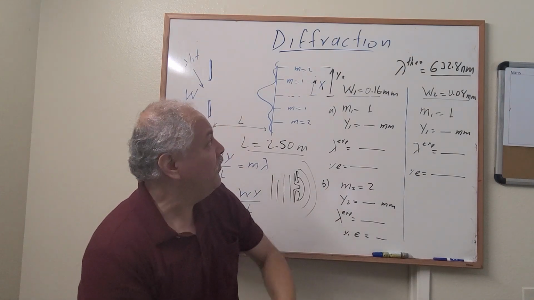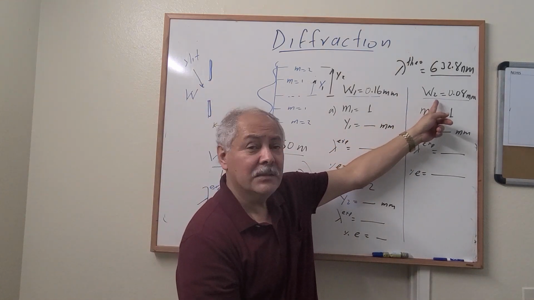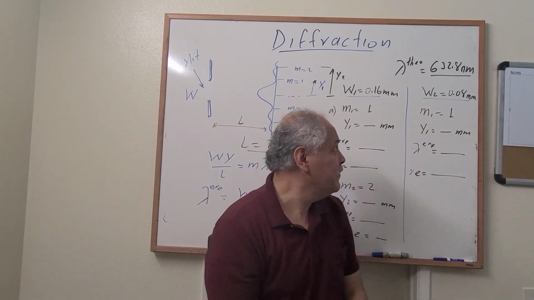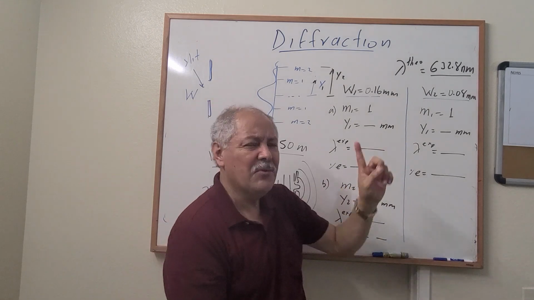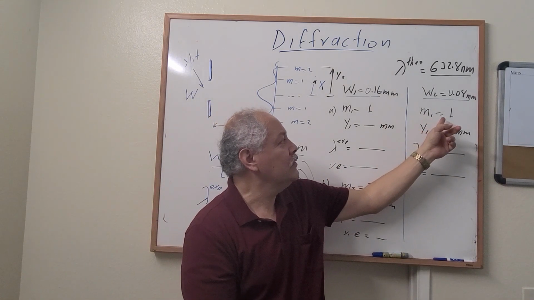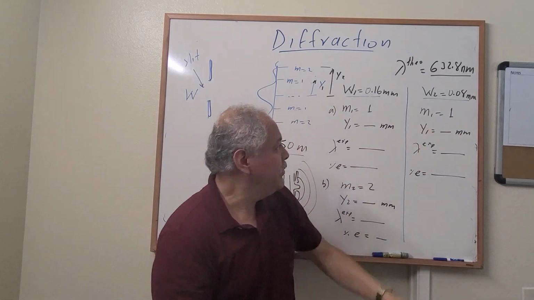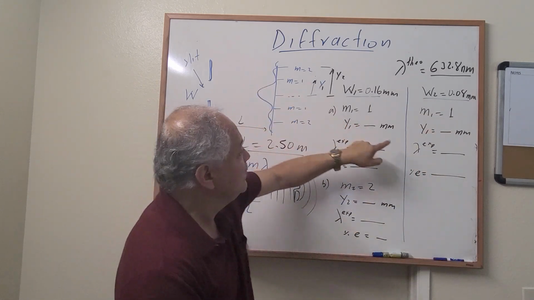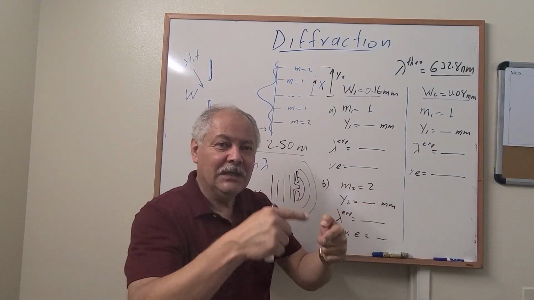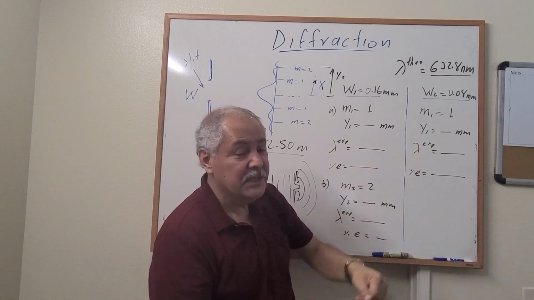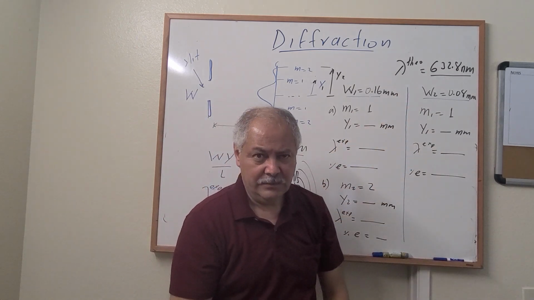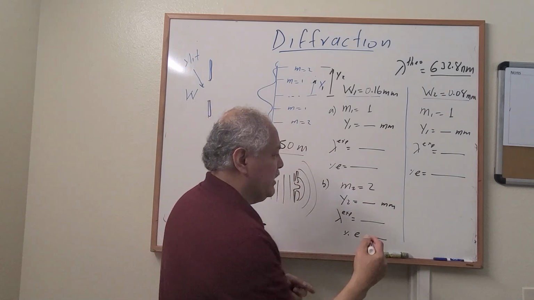Now let's go for the second width, equal to 0.08 millimeters, and repeat. But in this case, we have only one trial, one case for m equals one. Let's find y, the distance, and call it y1, just to match the order. Then let's find the experimental value and compare that to the theoretical value in the percent error.